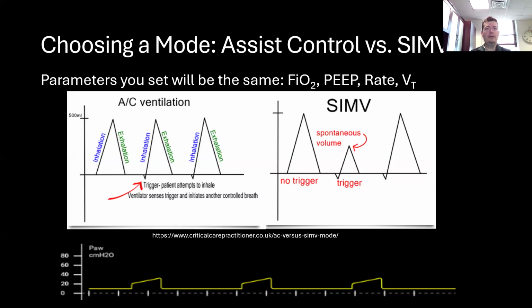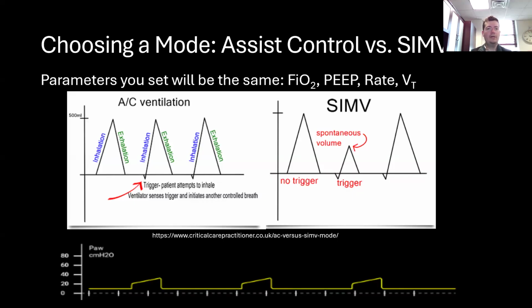If the patient is triggering breaths, the ventilator is going to detect it and it's going to support that breath and get it all the way up to that 500 milliliter tidal volume. Let's say we take the same patient and we switch the mode to SIMV. We're going to keep the respiratory rate and the tidal volume the same. So if this patient is triggering no breaths, let's say immediately after intubation when they're still paralyzed, it's going to behave just like assist control.